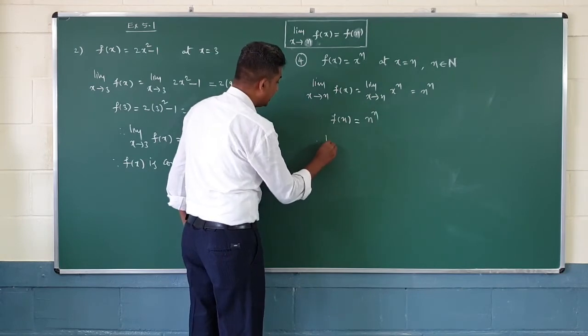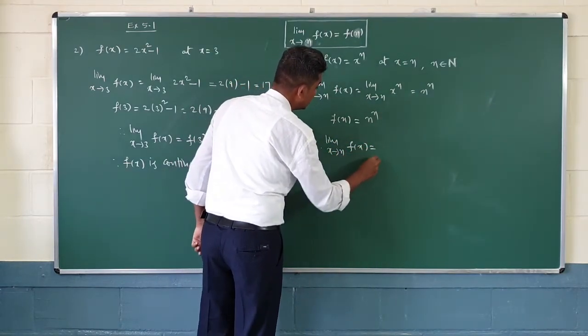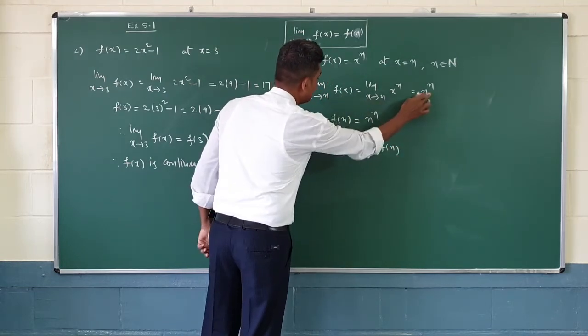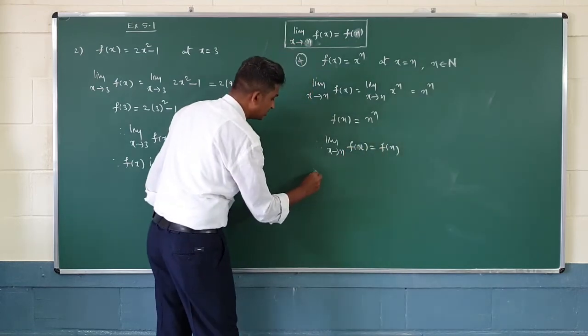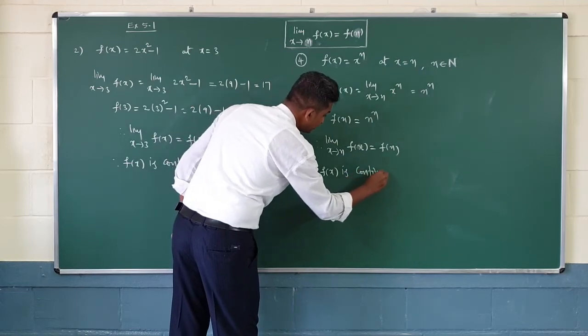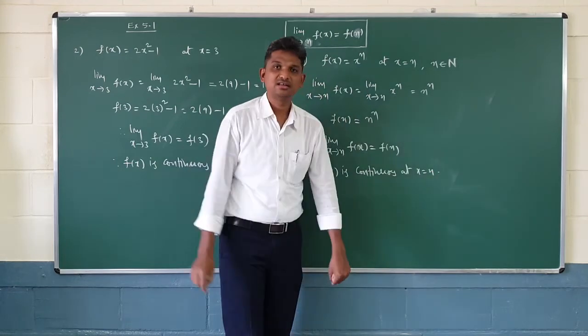What is the conclusion? Therefore, limit x approaches to n, f of x equal to f of n. See, this value is n power n, this value is also n power n. So what is the conclusion? Therefore, f of x is continuous at x equal to n.